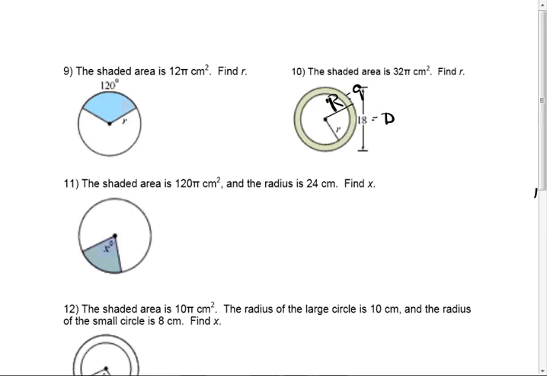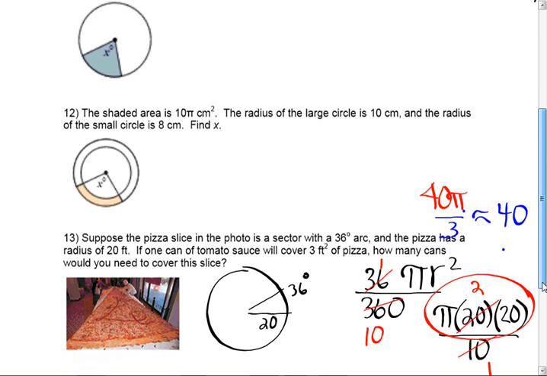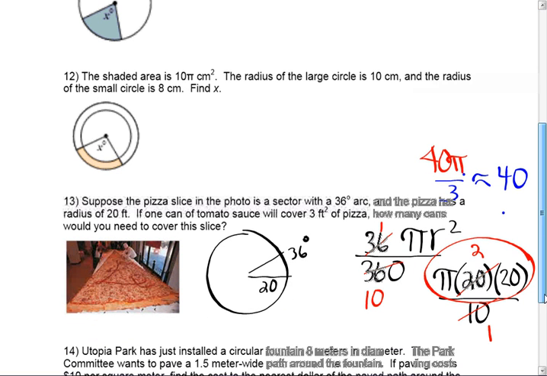Number 12. Now, I can find the entire washer, but I don't want all of it. But let's start with that, because that's something I know how to do. So it's pi capital R squared minus pi little r squared.